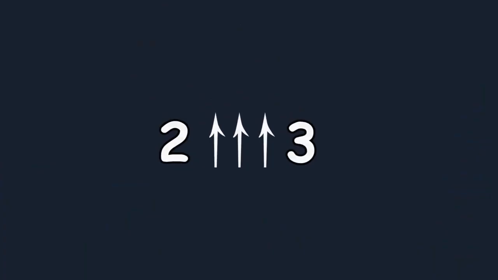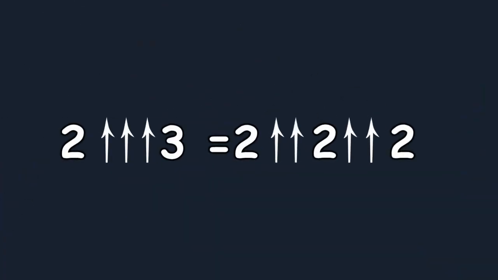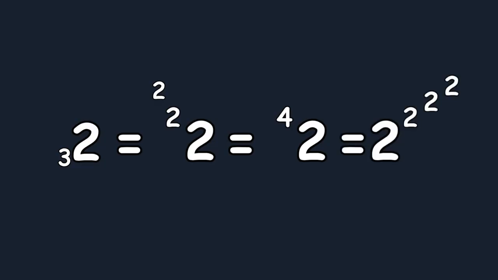It's the repetition of tetration. So 2 pentation 3 equals 2 tetration, 2 tetration 2. The alternative notation for pentation is the exponent below and to the left. So 2 pentation 3 would equal 2 tetration 2 tetration 2, which would equal 2 tetration 4, which in turn would be 2 to the power of 2 to the power of 2 to the power of 2.